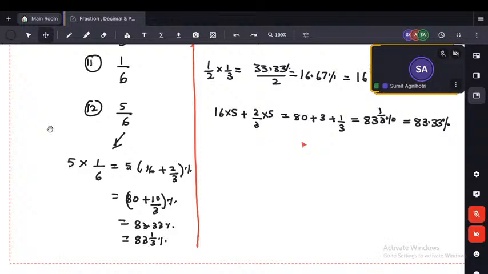7 times 1 is 7. 7 times 4 is 28. It is 14 and 2 over 7. And that is equivalent to, I do remember that, 14.28%.